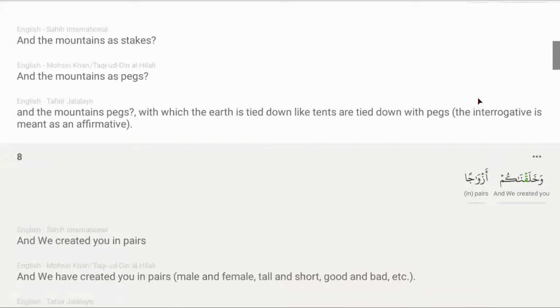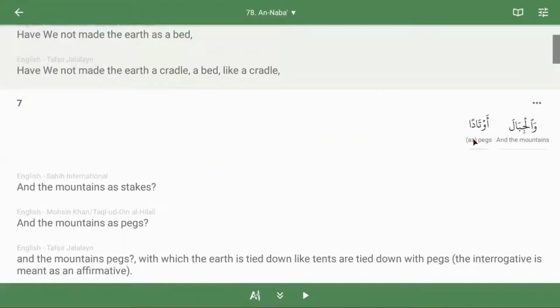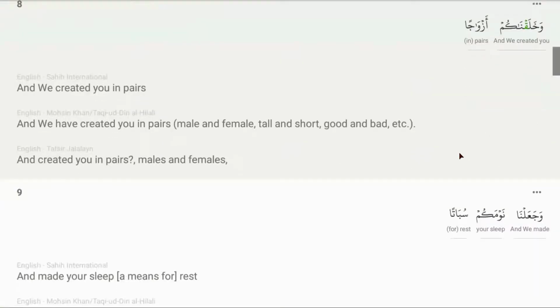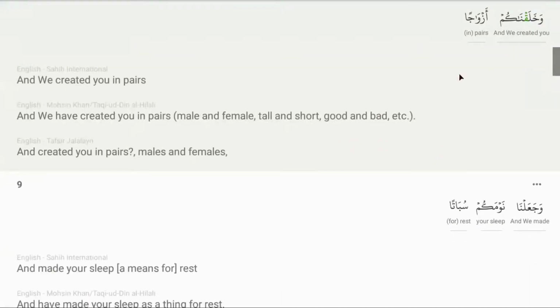And "وَالْجِبَالَ أَوْتَادًا." Awtad is again like nails. "وَخَلَقْنَاكُمْ أَزْوَاجًا." And we created you in pairs. We created males and females. And pairs doesn't mean just male and female. Like Mohsin Khan's translation says, tall and short. Everything has an opposite here, good and bad. That's also azwaj.